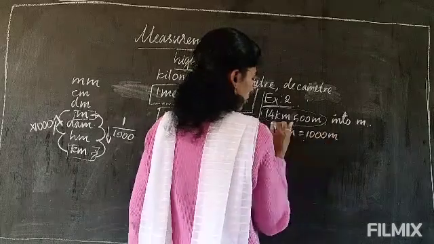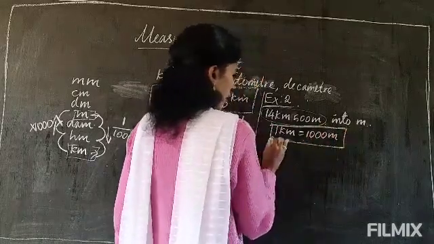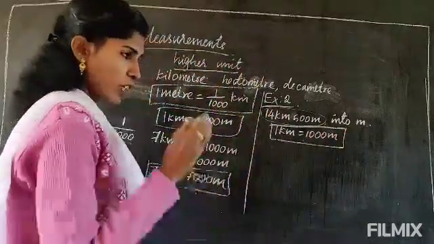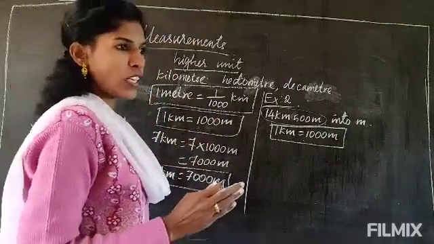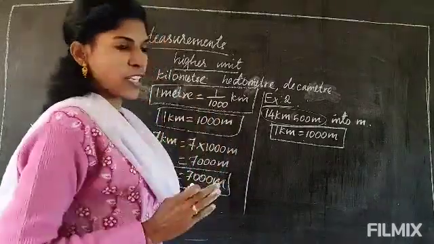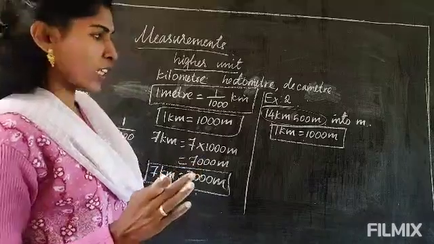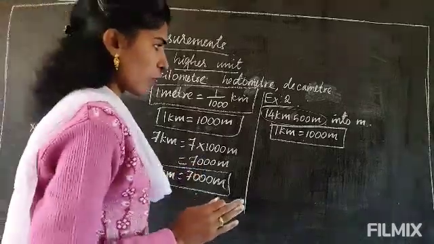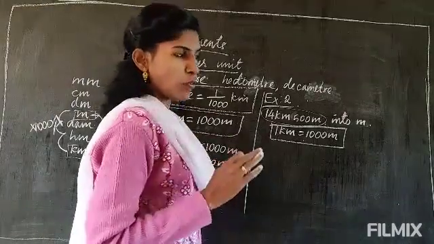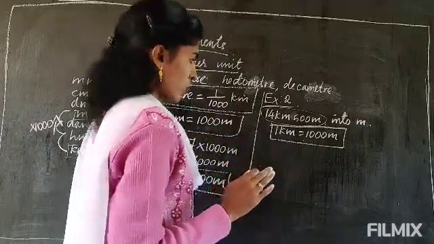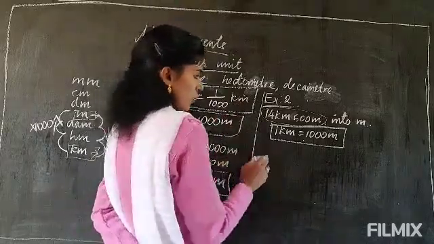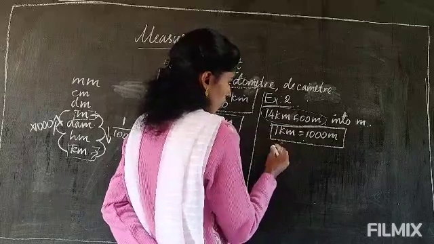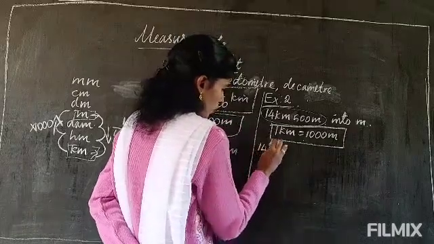This is the formula. For each sum you have to write the formula, not for only one sum. If you write the formula for each sum, then only the formula will get inside the mind. Automatically it will get inside the mind, you don't need to memorize it. For that only I am telling you to write the formula for each sum. So don't forget, for each sum write the formula: 1 kilometer equal to 1000 meter. So now we will do the sum.